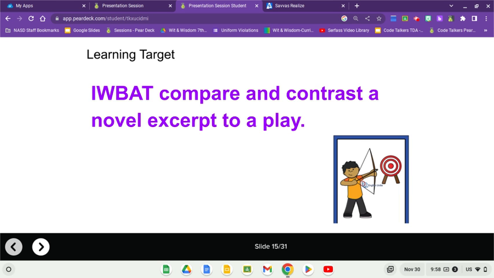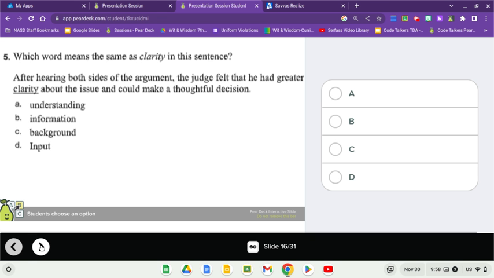So we are comparing and contrasting the novel Flowers for Algernon to the play. Number 5. Which word means the same as clarity in this sentence? And if you want to give yourself a hard time, what was that Middle English definition of clarity? Do you remember that? And what was the Latin one? Claritas, meaning divine splendor. So after hearing both sides of the argument, the judge felt that he had greater clarity about the issue and could make a thoughtful decision.